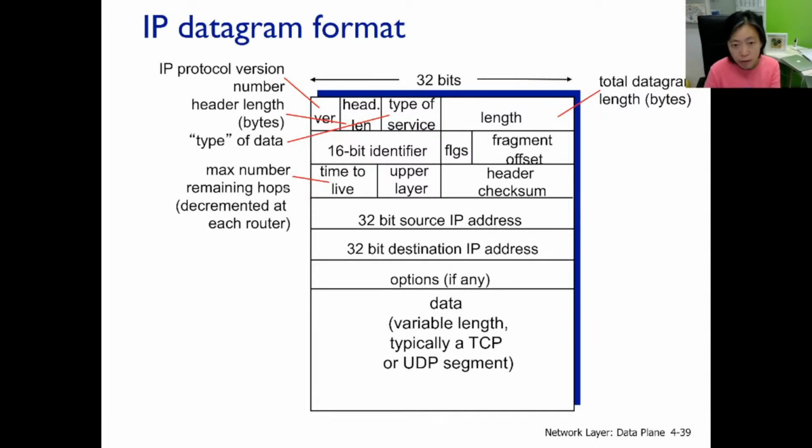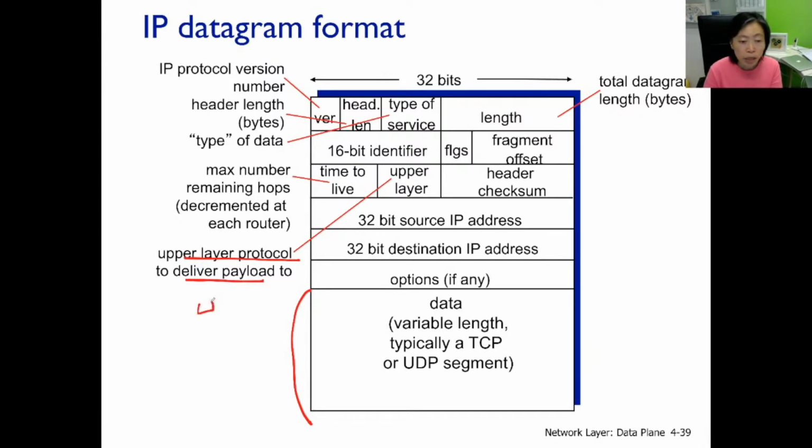Second field in the third row, upper layer. This is slightly familiar because it tells the network layer, after we extract the segment part, which place in the operating system we pass the segment forward to. So the upper layer protocol is the function handling the incoming segment, to deliver the payload. It could be the UDP handler or the TCP socket handler.